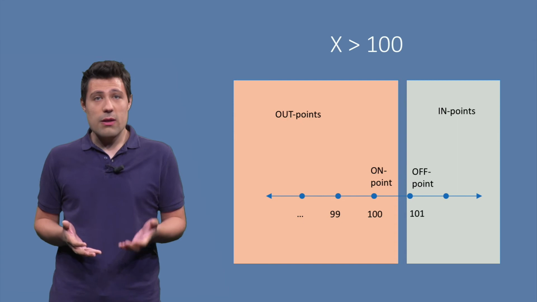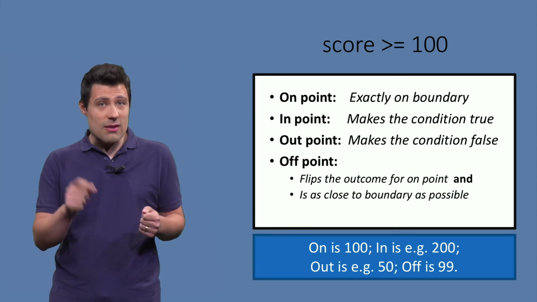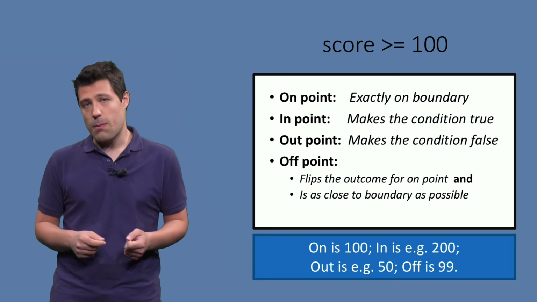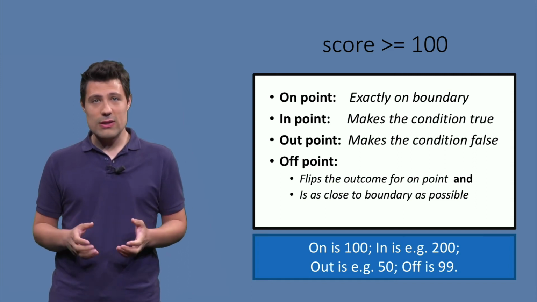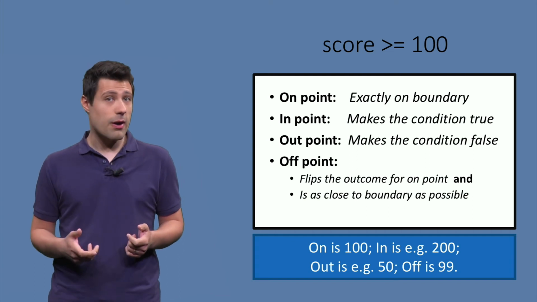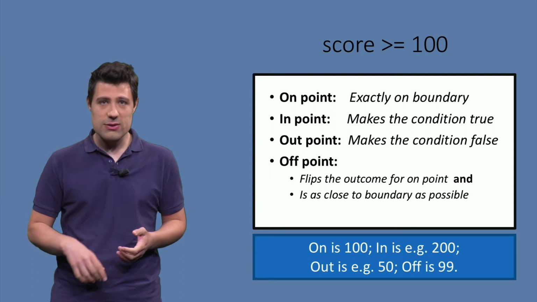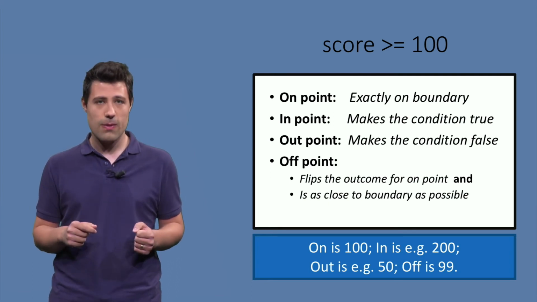So what we do when it comes to boundary analysis is think about these four points. Again, the on point is the exact point on the boundary. In points make the condition true, and there might be many of them. The out points make the condition false, and the off point is the one that flips the outcome of the on point and is as close to the boundary as possible. And your task as a software tester is to make sure that your system behaves correctly in these four cases.